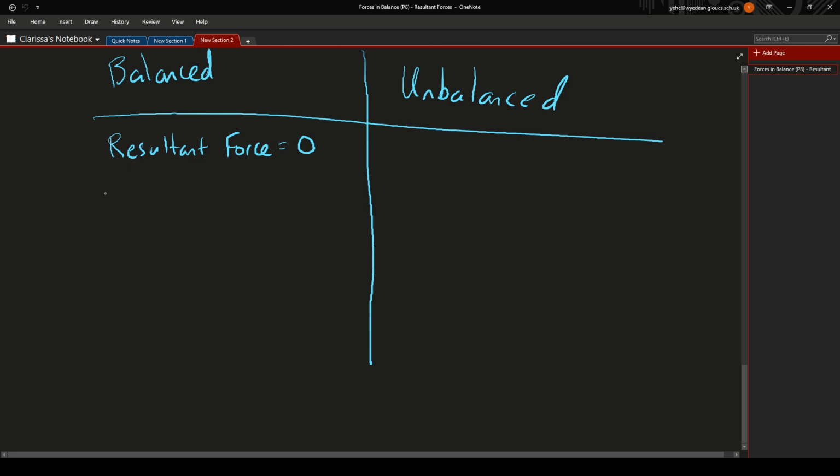And so what ends up happening is that there is no change to the object's movement. Just to help you understand what that means, no change to the object's movement, let me give 2 examples. Say there is, I'm going to not draw a free body for this one, I'm actually going to draw it out. Let's say there's like a box on a table.